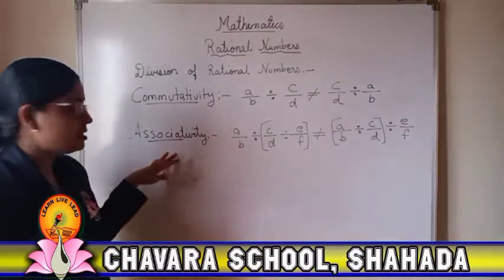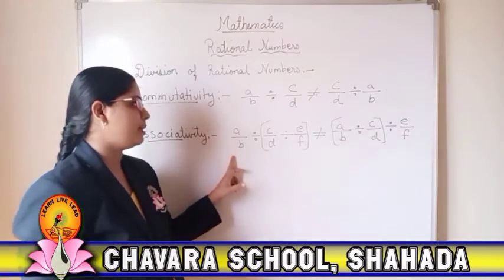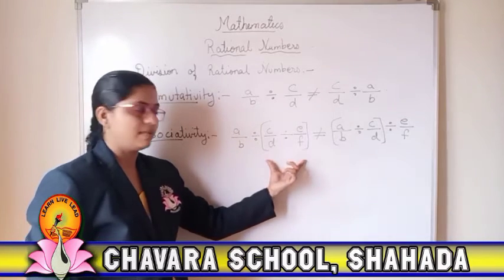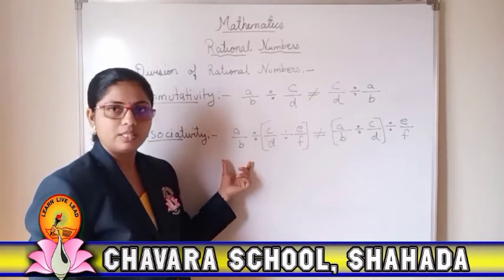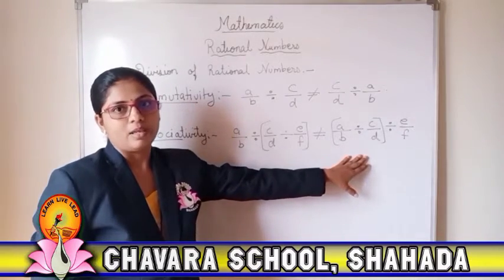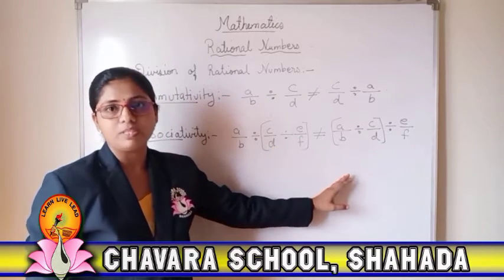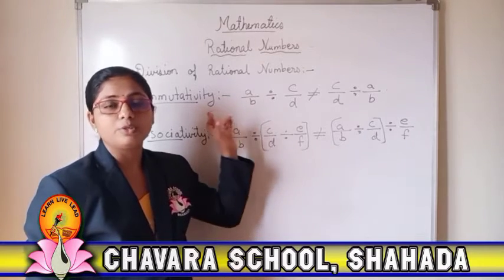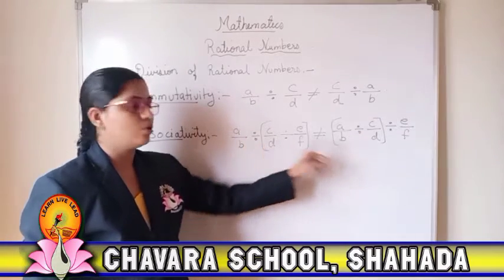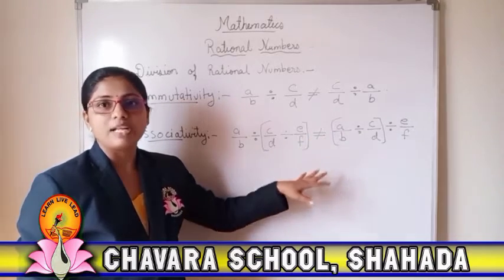And the next one is the associative property. The associative property tells us that a upon b divided by, in brackets, c upon d divided by e upon f. First we will solve this bracket and then do the calculation with this. Whatever the answer will be, it will not be the same as here. So look at the bracket, this is the difference. So the answers in the commutative and associative properties will not be equal. Both sides will not be equal to each other. That is about the division of rational numbers.